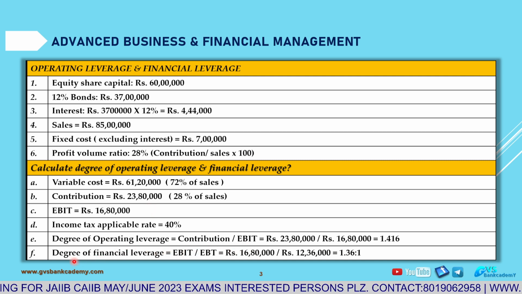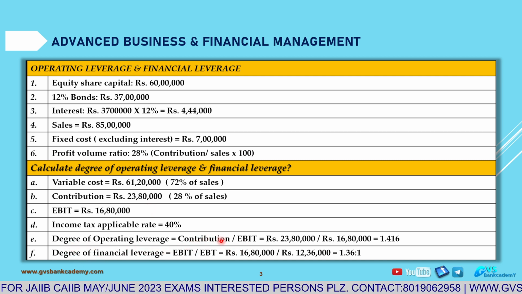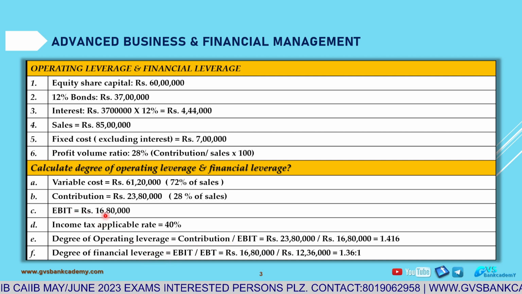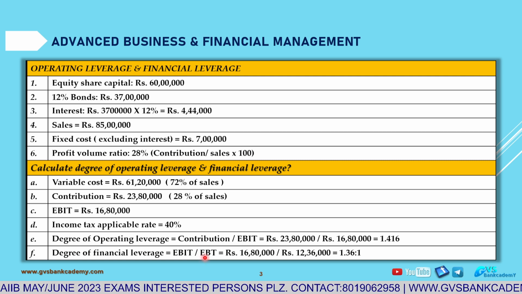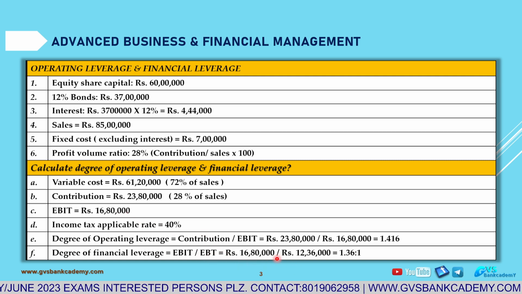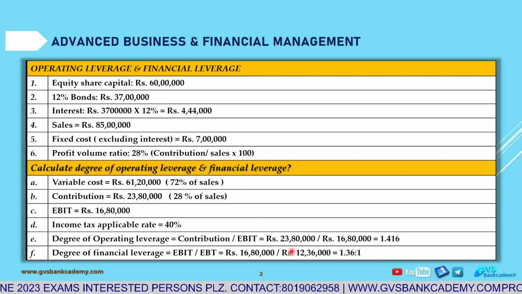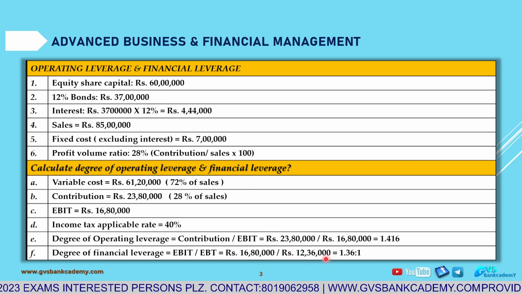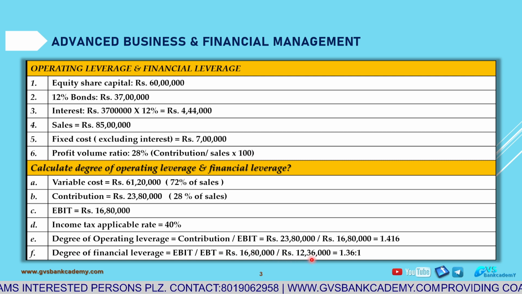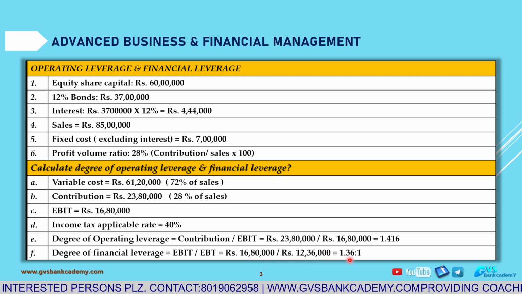Then degree of operating leverage is contribution by EBIT. Financial leverage is EBIT, earnings before interest and tax, divided by EBT, earnings before tax, which means after interest. 16 lakh 80,000 minus 4 lakh 44,000 gives 12 lakh 36,000. So 16 lakh 80,000 divided by 12 lakh 36,000 is 1.36.